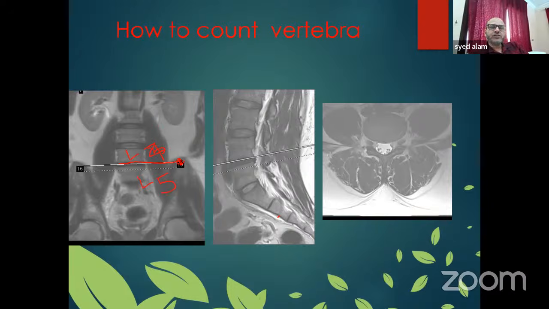We go to the iliac crest, the posterior iliac crest, and the corresponding end plate will be L4, L5. That is the ideal, according to me. I like this method for counting the vertebrae.